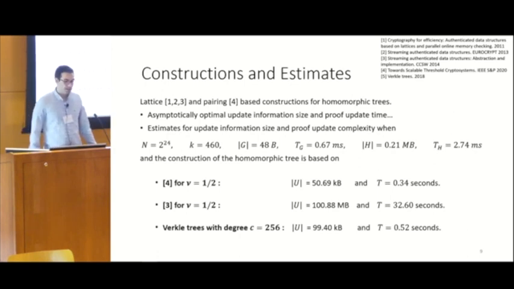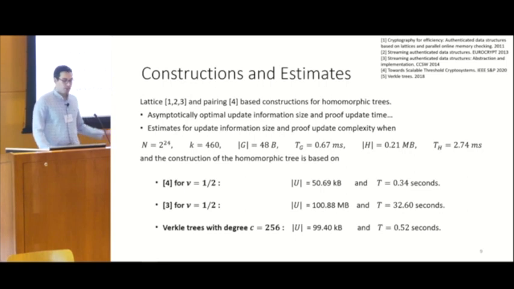So for comparison, I attached the number for vertical trees with a degree of 256. Note that for the vertical trees, they lie on the top left of this graph that I have shown. So for the vertical trees, the update information time is very short, asymptotically. However, their update information size grows quite a bit. The U scales linearly with the number of updated messages.